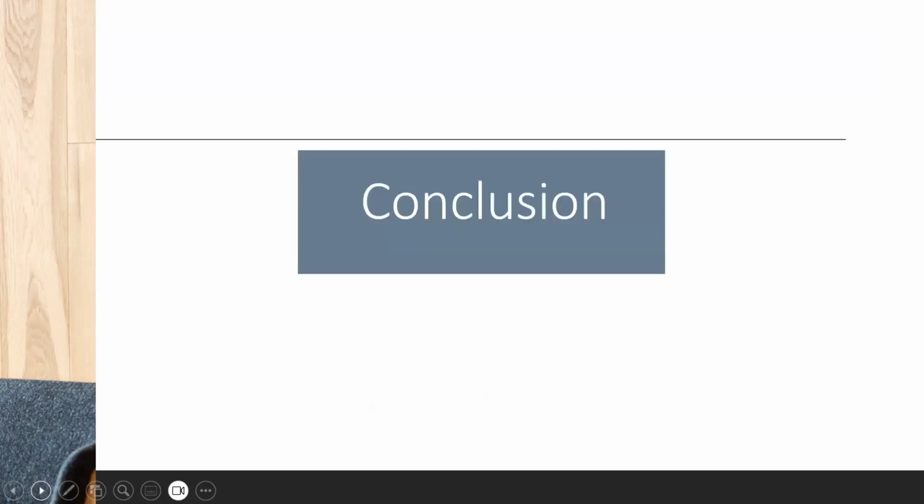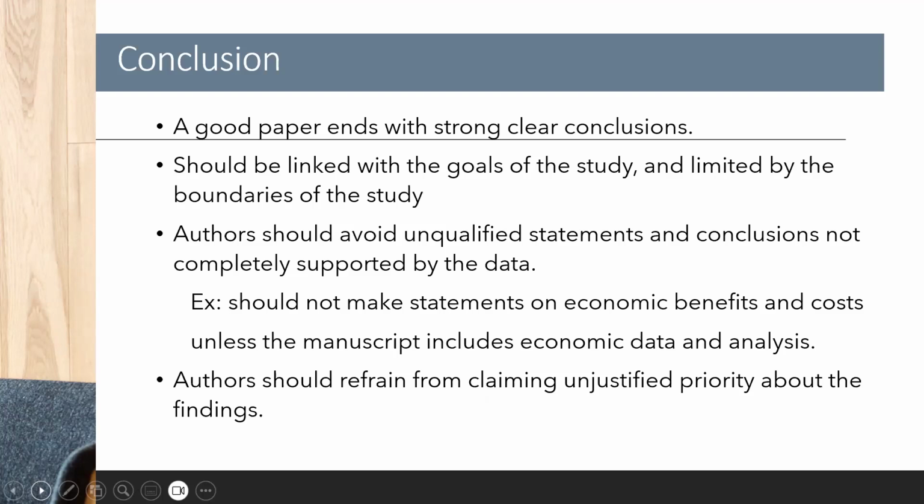For the conclusion, these are the most important things that we have to remember. A good paper ends with strong, clear conclusions. You must be straightforward and very certain about it. So if your conclusion takes up the space of three long paragraphs, you have to rethink it. You're probably rambling on and you have to focus better. So your conclusion should be linked with the goals of the study and limited also by the same boundaries of the study.